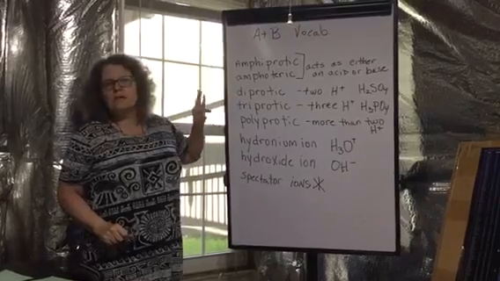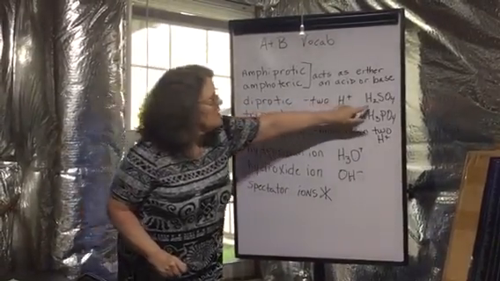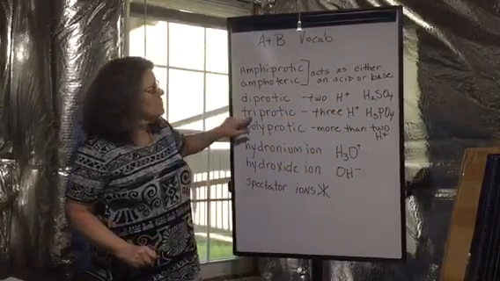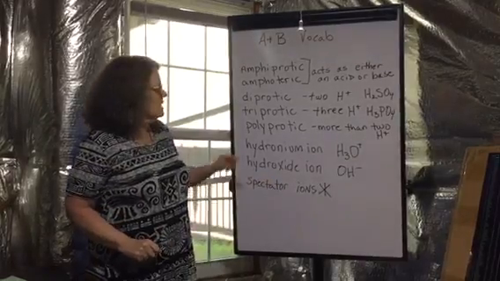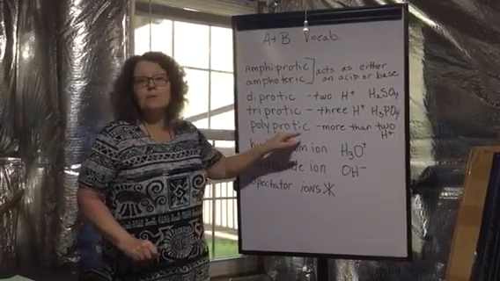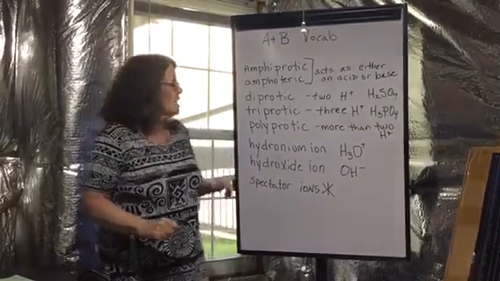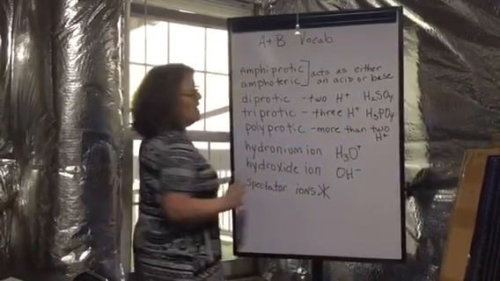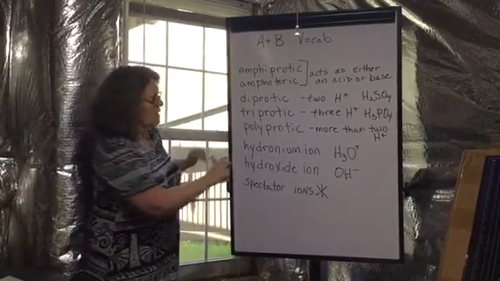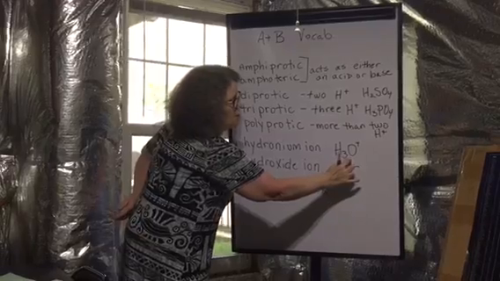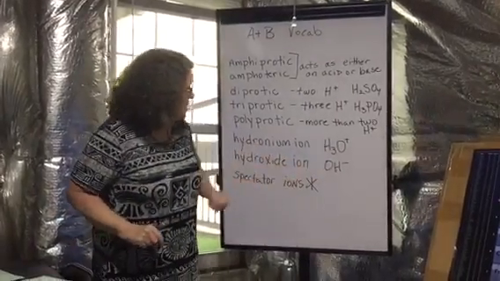Diprotic is just what it sounds like. It's an acid that produces 2 hydrogen ions, like sulfuric acid. Triprotic produces 3 hydrogen ions, like phosphoric acid. We can also say it's polyprotic if it produces more than 2 hydrogen ions. So phosphoric acid can be described as either triprotic or polyprotic. And again, the hydronium ion is H3O with a positive charge. The hydroxide ion is OH with a negative charge.